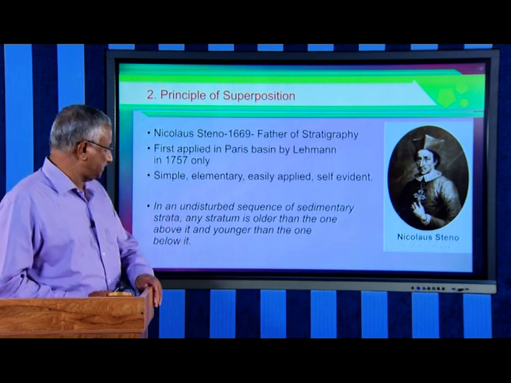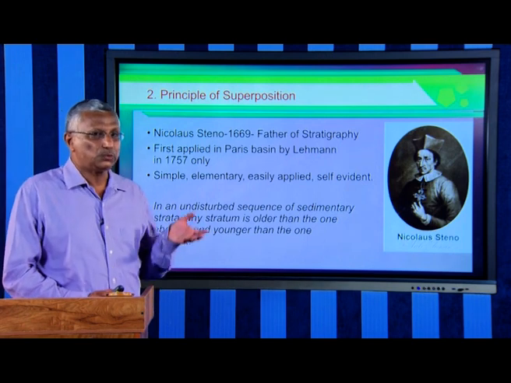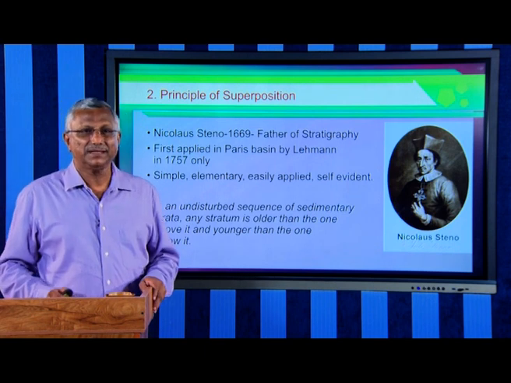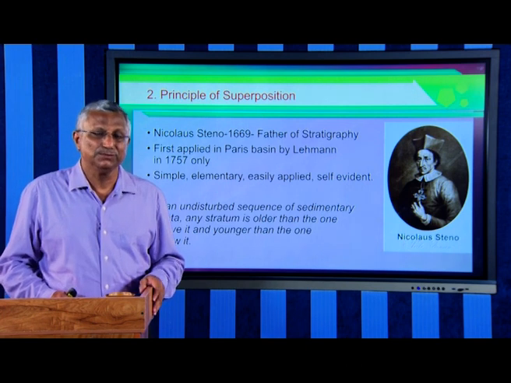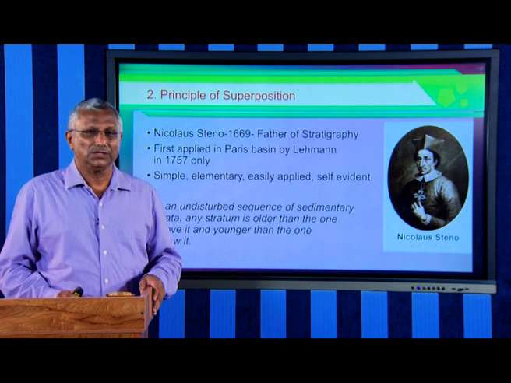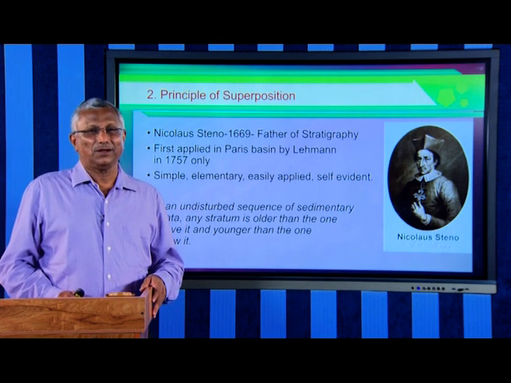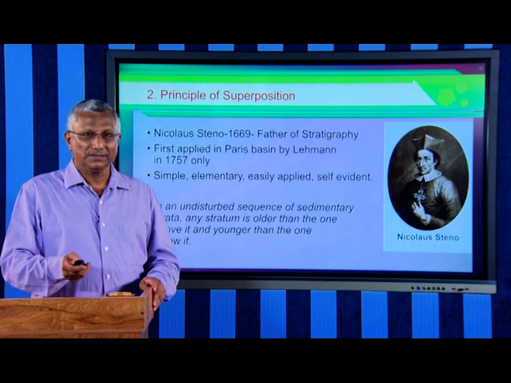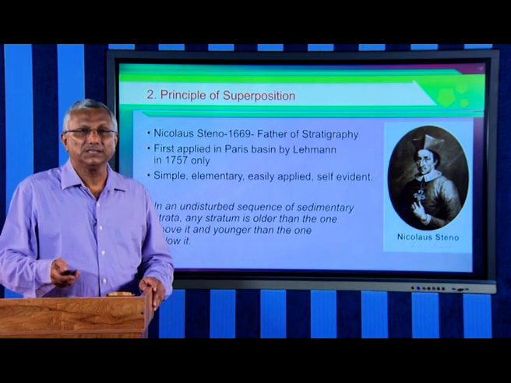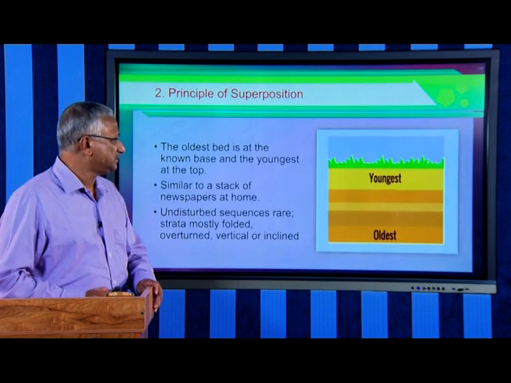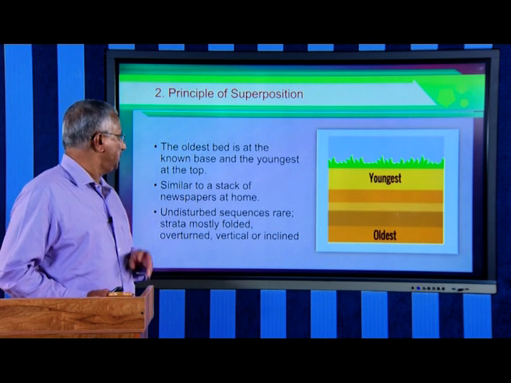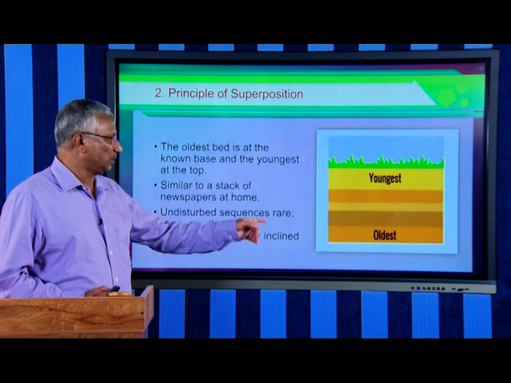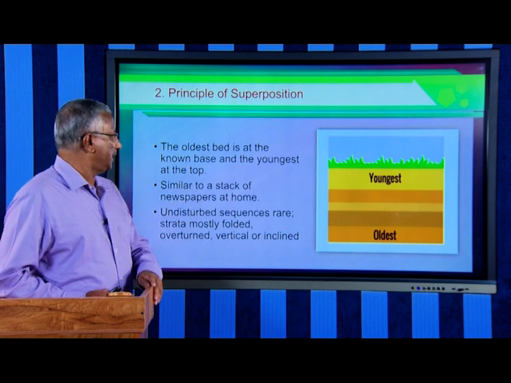In an undisturbed sequence of sedimentary strata, any stratum is older than the one above it and younger than the one below it. To say it in a still simpler way, in an undisturbed sequence of sedimentary strata, the oldest layer will be at the bottom and the youngest layer will be the topmost. That is the principle here. This was given by Nicholas Steno in 1669. Here we have a figure given. You can see the oldest one and the youngest one here. The bottommost layer is the oldest and the topmost layer is the youngest.